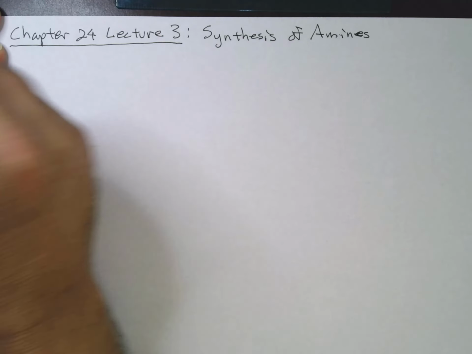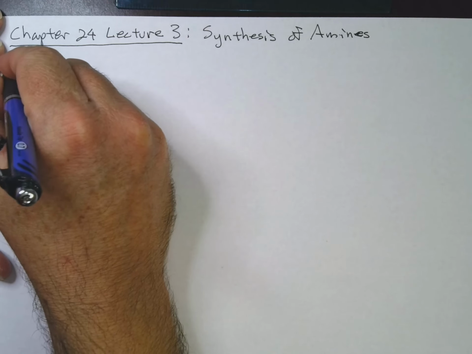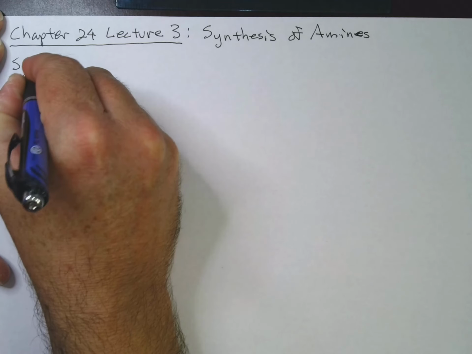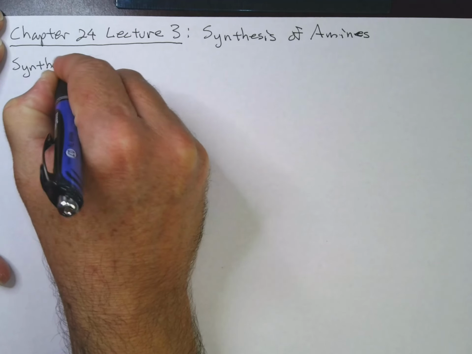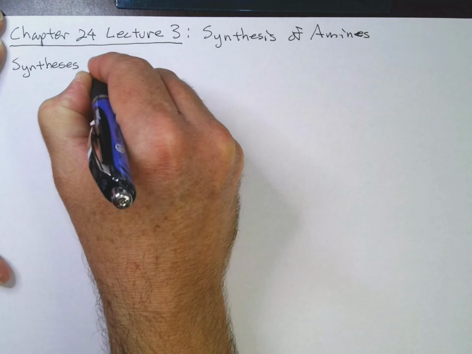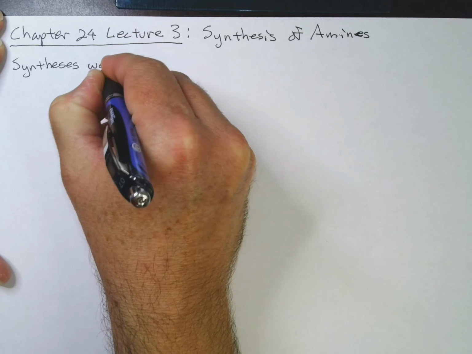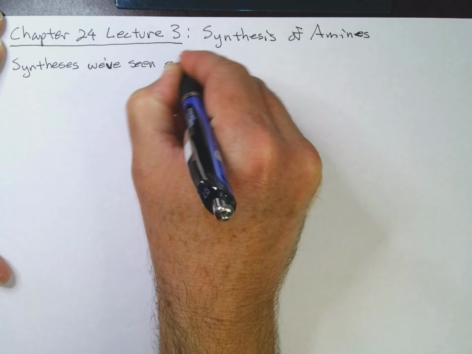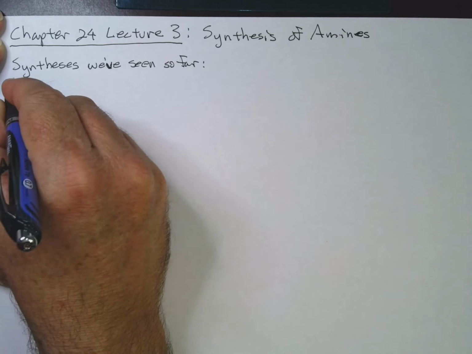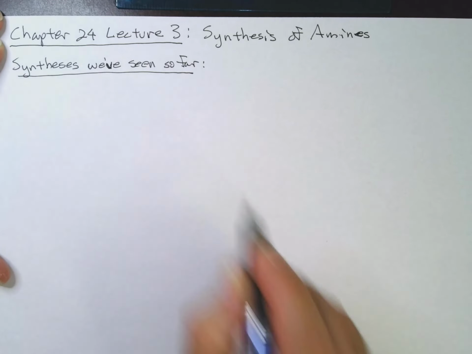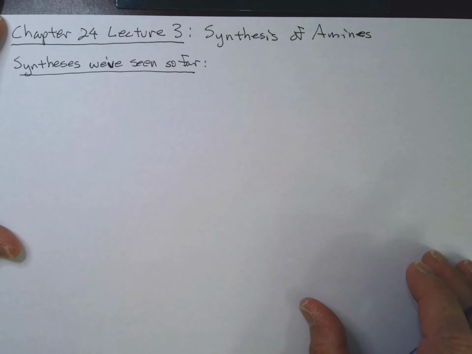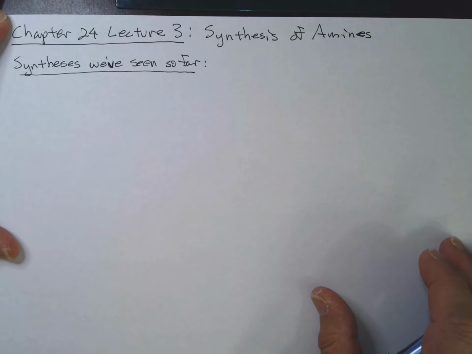So, we've already seen some ways of making amines. So let's start with those. I'll list those out. We've seen so far. Okay, so we know that we can reduce certain nitrogen-containing compounds, such as nitriles and amides.